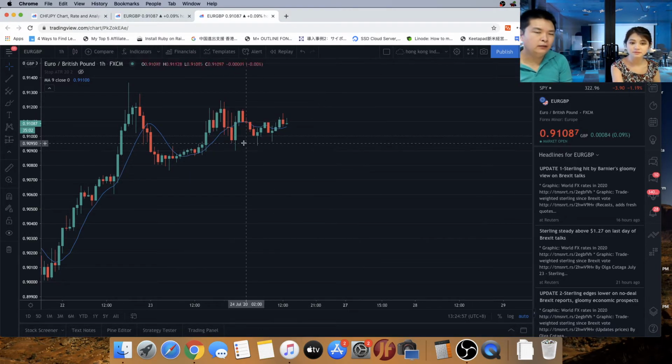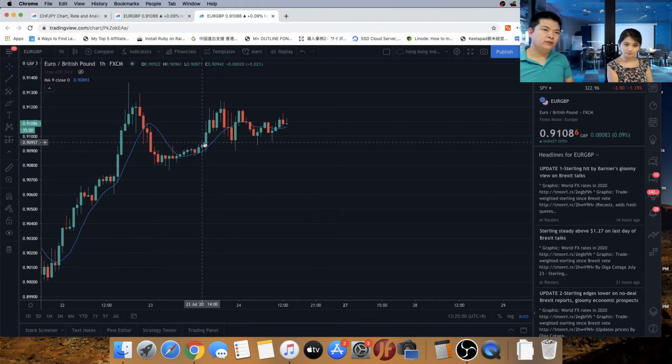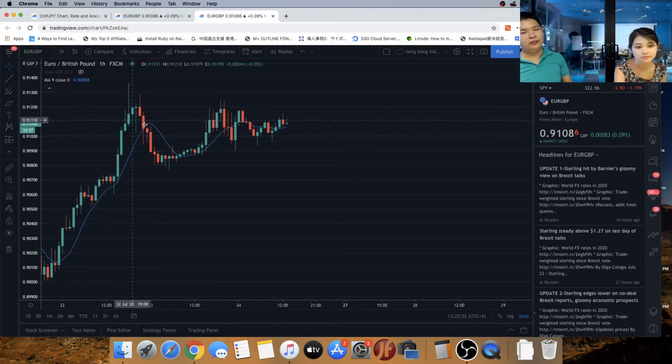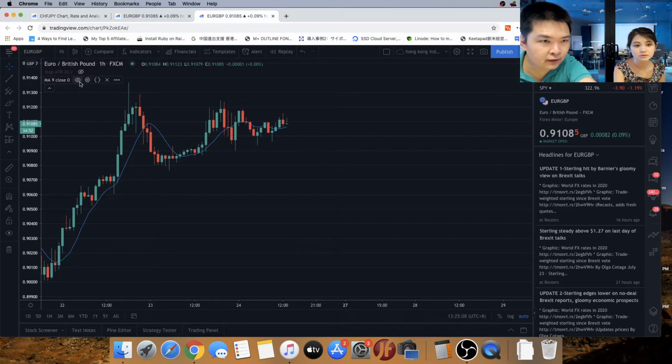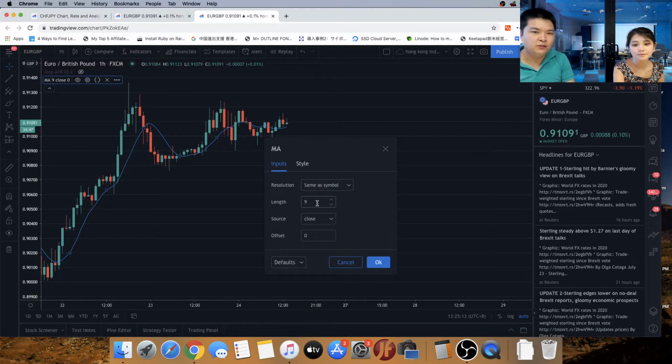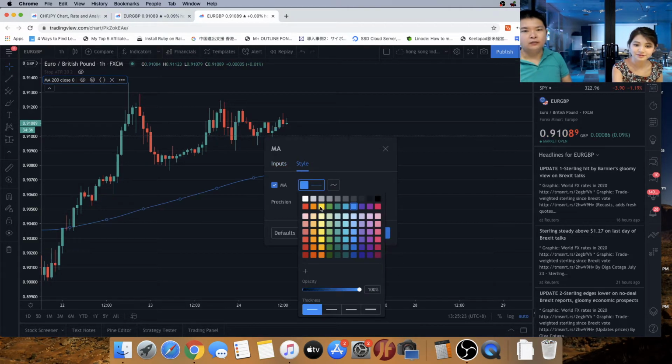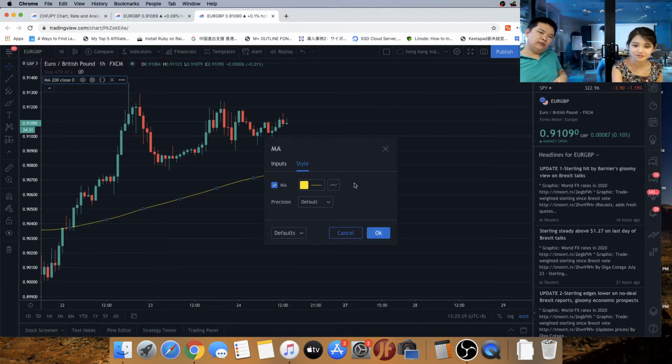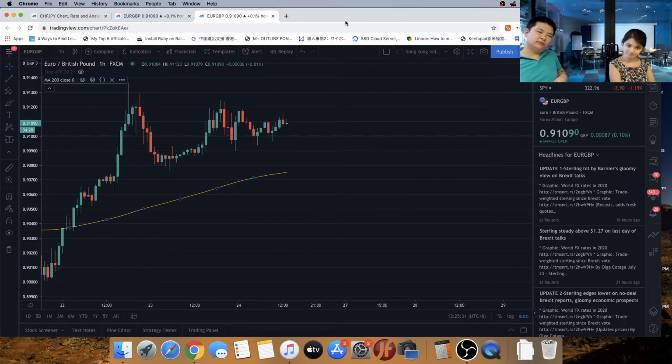Okay, here you have your moving average, but you need to change it because the default is 9. You have to change it to 200. So we go here and click on the settings, then you go to inputs, and change from 9 to 200. And the style, change the style to yellow. Actually, you can change to any color, but I prefer yellow. Okay. All right, so now you have the 200 MA.